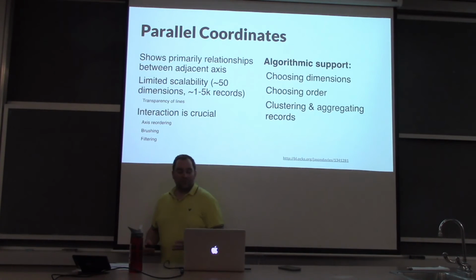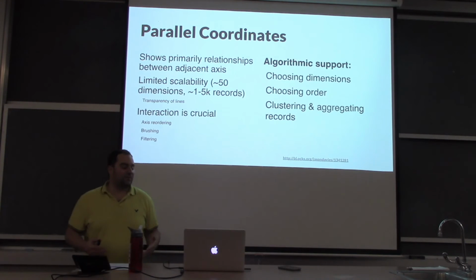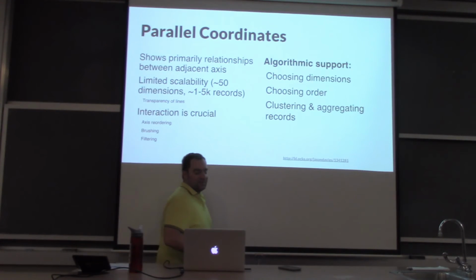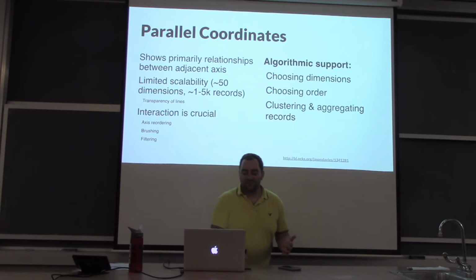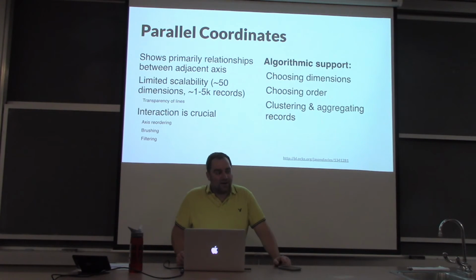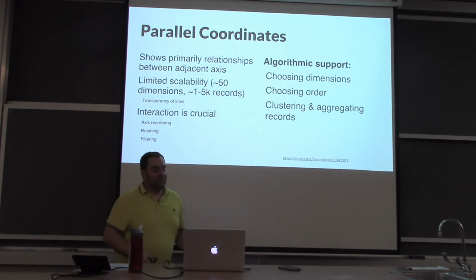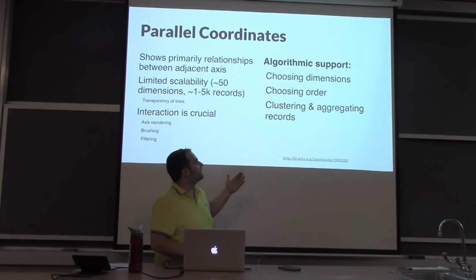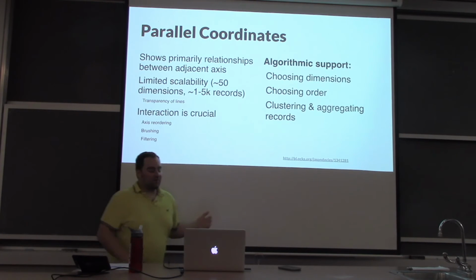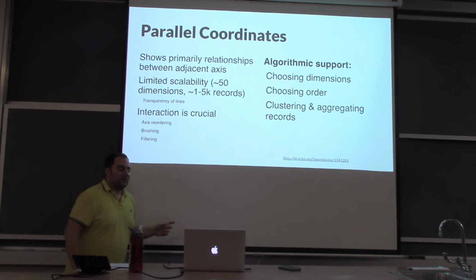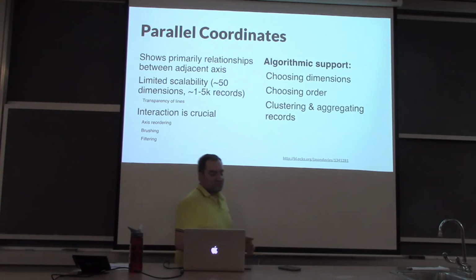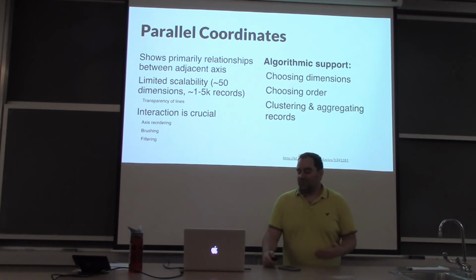So parallel coordinates show a primary relationship between adjacent axes. They have limited scalability to about 50 dimensions and 1 to 5,000 records. You can work with transparency lines. If you have more than that, you have to be a little bit smarter about, for example, algorithmically choosing the dimensions, algorithmically choosing order, using clustering and aggregation of records. And for parallel coordinates, as for many high-dimensional and more complex visualization techniques, interaction is crucial. You access reordering, brushing, and filtering.